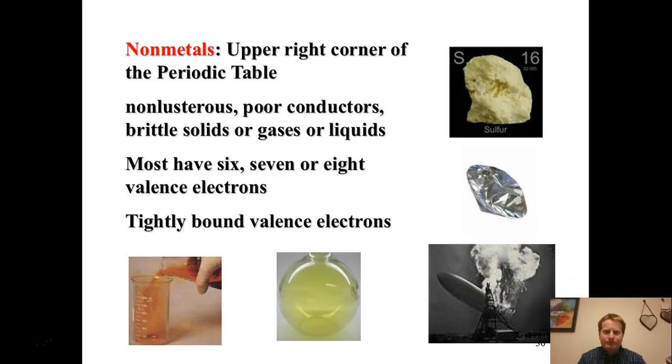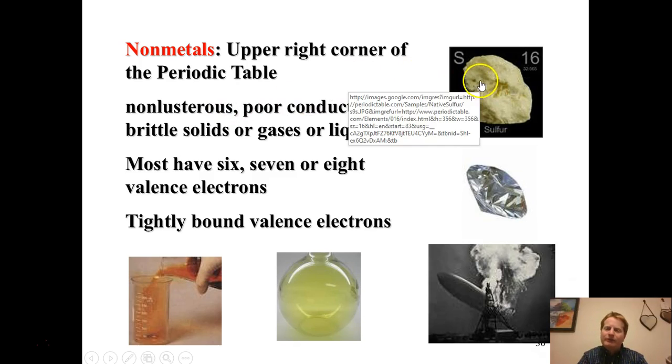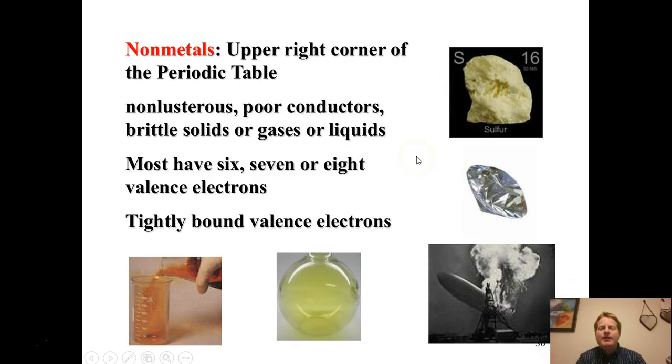Okay. Now the other extreme, right, the upper right-hand corner of the periodic table are the nonmetals. Pretty much the opposite of what we just said, non-lustrous. In other words, dull. Not much of a shine to them. Here's sulfur, for example. Poor conductors, right? They don't conduct electricity very well. Brittle solids. Instead of being malleable, where you can hammer it into sheets, if you try hammering one of these suckers, it's just going to break into pieces.